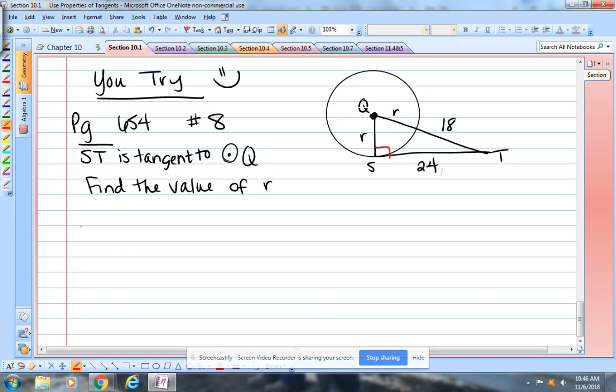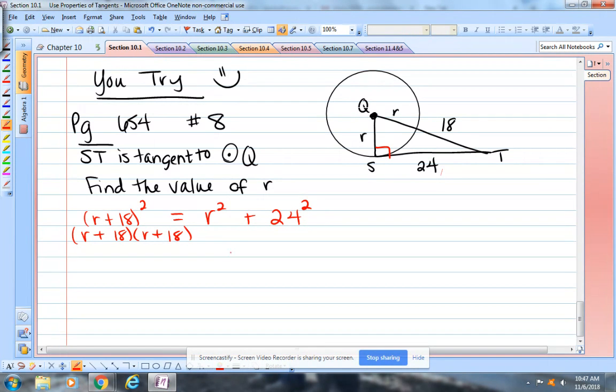I'm going to write it as R plus 18, just because I like my variables to come first. So if I square the hypotenuse, R plus 18, that should equal the two legs squared. What are my two legs? R and 24. It doesn't matter the order you put those in. How do I square R plus 18? Multiply it times itself, so the FOIL method.